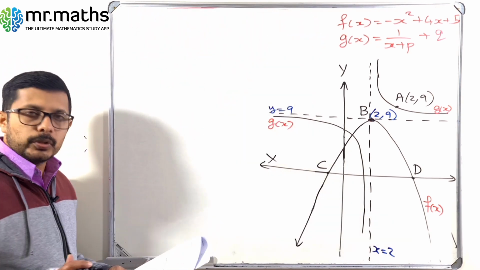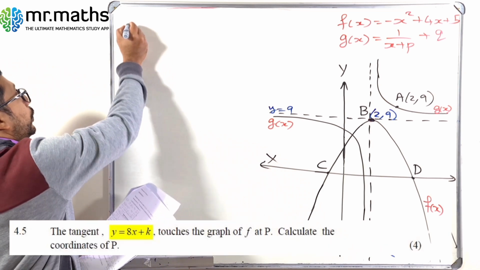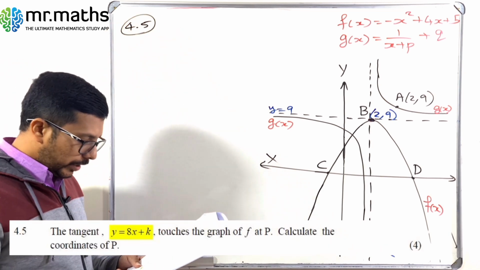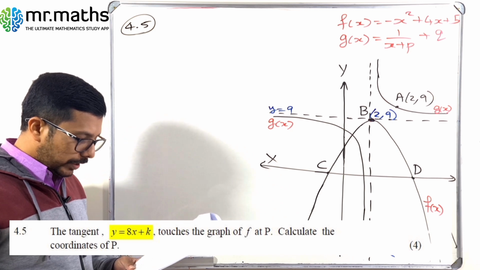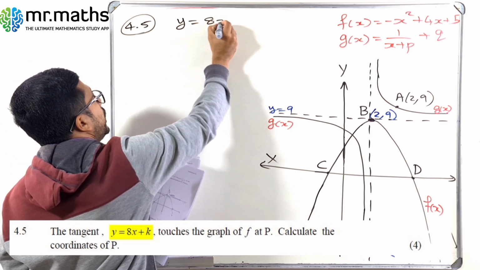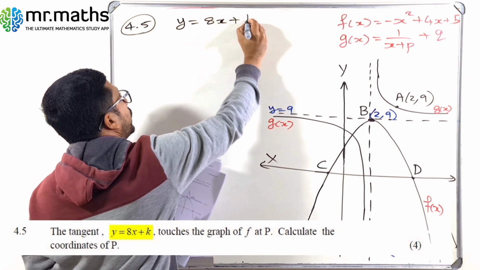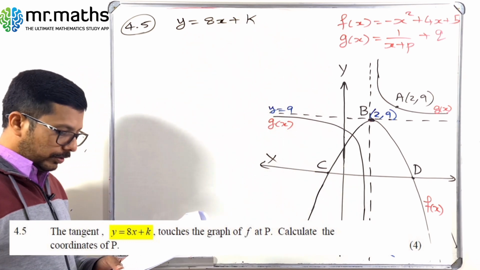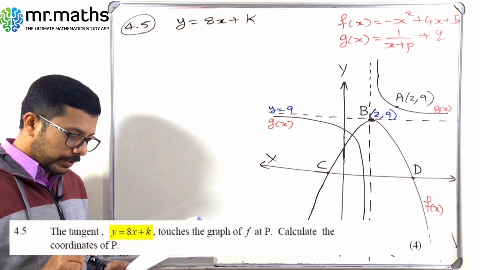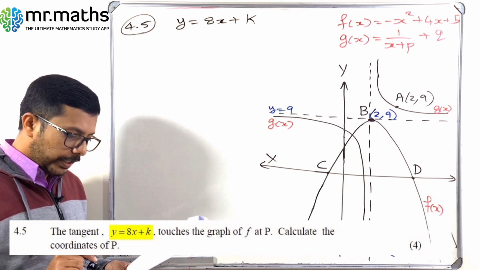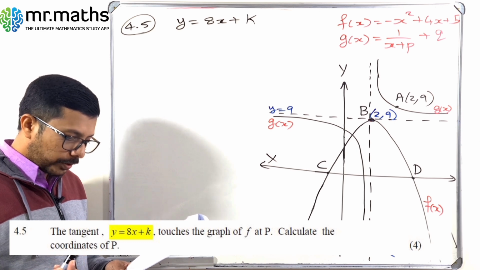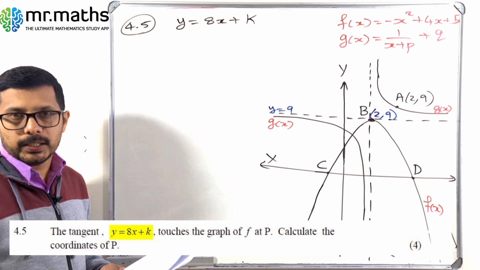Okay, now let's move to the next question, question number 4.5. What is that question? The tangent y is equal to 8x plus k. So there is a tangent y is equal to 8x plus k. You can see that that's a tangent, it's a straight line, which touches the graph of f at p. We don't know where that p is. Calculate the coordinates of p.